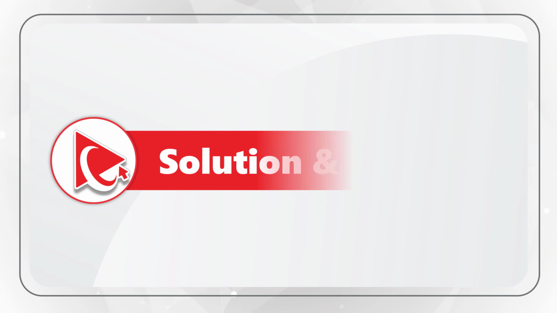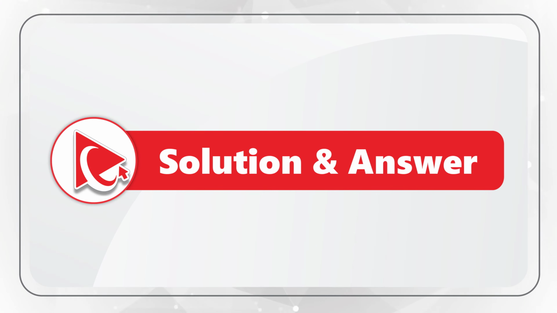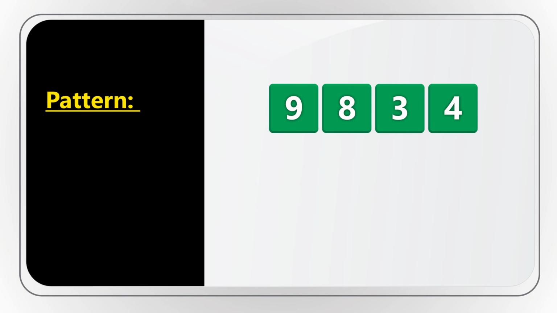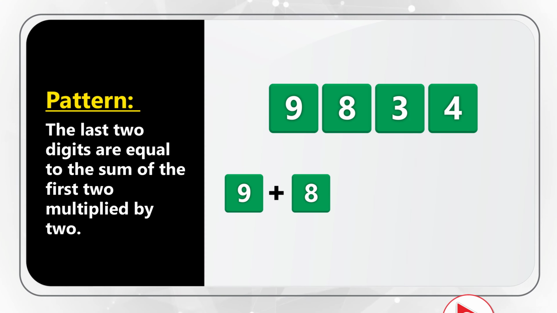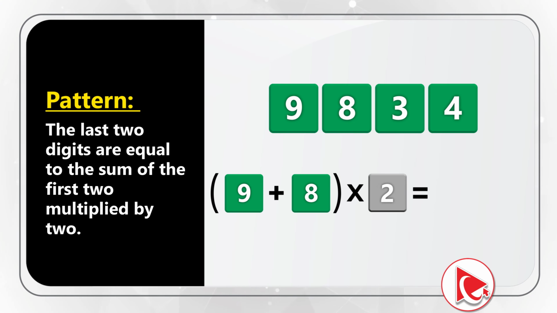You're probably tired of hearing this in this channel, but to solve these types of challenges, you need to detect the pattern. And the pattern here is that the last 2 digits are equal to the sum of the first 2 digits multiplied by 2. Let's look at the example. The first row contains numbers 9, 8, 3, 4. And the expression here is that (9 + 8) multiplied by 2 equals 34.